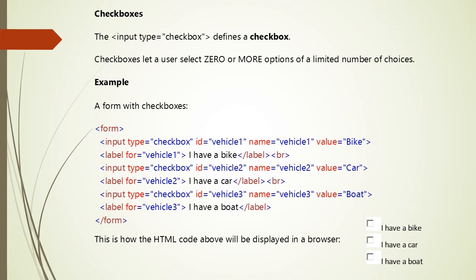For example, if you want to create 3 checkboxes, I have a bike, I have a car, and I have a boat, create a form this way. Form, input type equals checkbox, id equals vehicle1, name equals vehicle1, give the name and value, value equals bike. Do this for the remaining 2 options. So your output will look this way.